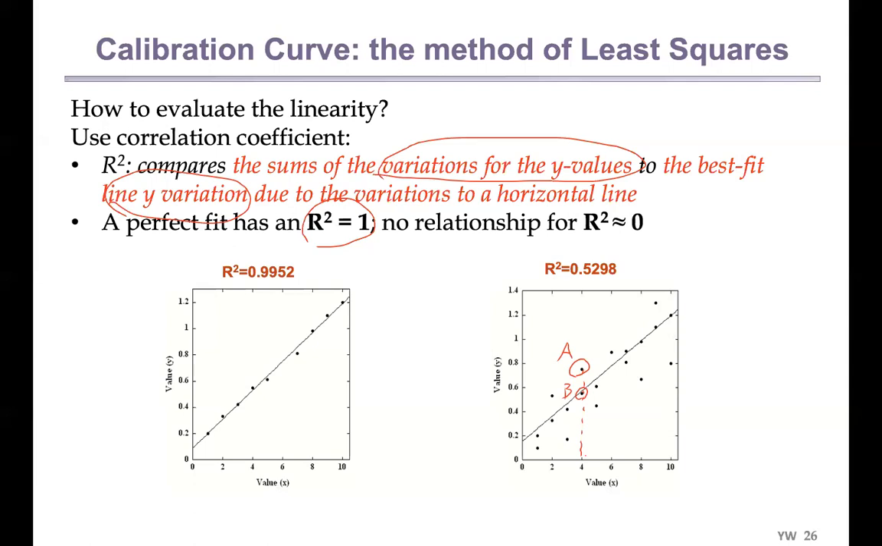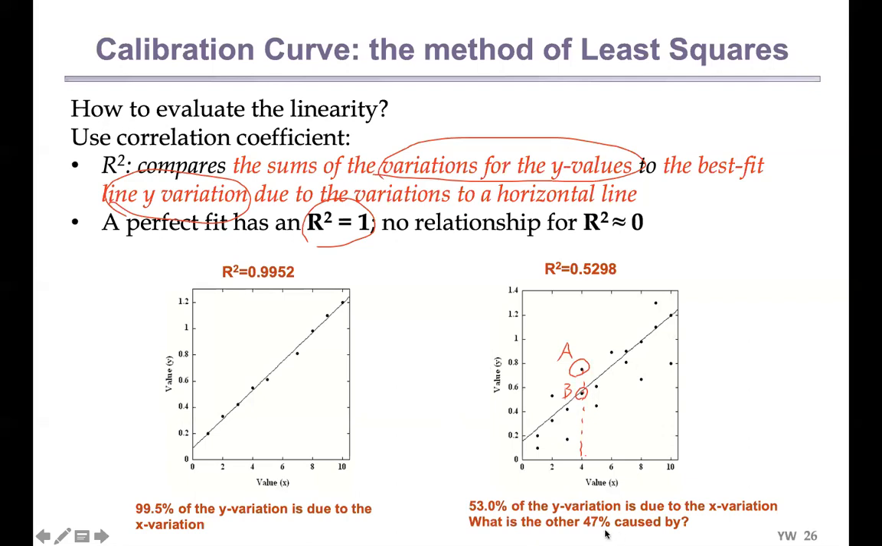So for the first example, you can see that R squared is almost 1, which means you have a much better linear fitting, right? And for the second one, R squared is less than 1, it's 0.5. You can see that for the first one, 99.5% of the Y variation is due to X variation. But for this one, only about half of it is due to the X variation. And the other half is caused by random distribution, random measurement error, okay?